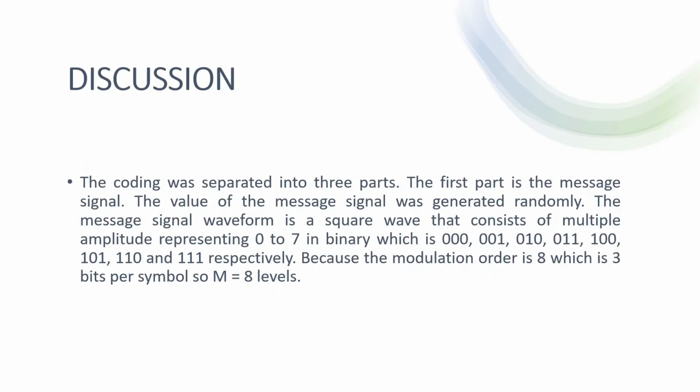Now into the discussion. The coding was separated into 3 parts. The first part is the message signal. The value of the message signal was generated randomly. The message signal waveform is a square wave that consists of multiple amplitudes representing 0 to 7 in binary, which is 000, 001, 010, 011, 100, 101, 110, and 111, respectively, because the modulation order is 8, which is 3 bits per symbol. So M equals 8 levels.